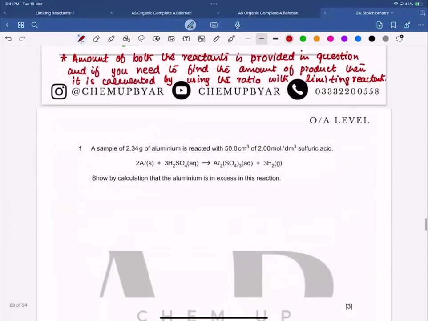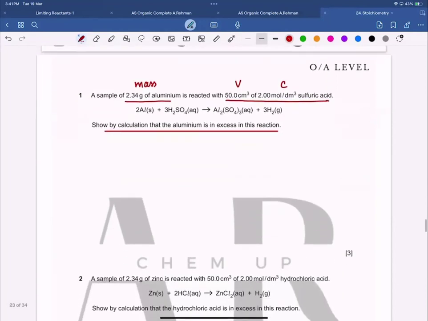Okay, now if you look at this question, a 2.34 gram sample of aluminium reacts with sulfuric acid. You are given the amount of both the substances: the mass of aluminium, and the volume and concentration of sulfuric acid. And they have asked you to show that the aluminium is in excess. So in this part, they have actually told you which one is in excess, but now you have to justify that. So the first thing that you have to do is turn both the amounts into moles.